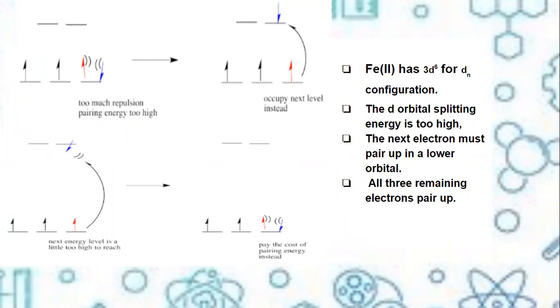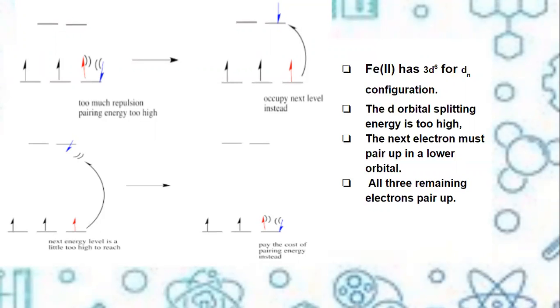Fe2+ has a d6 configuration. It has 6 valence electrons. We use CN, which is a strong field ligand. Therefore, it forms a low spin complex. In the low spin complex, the orbital splitting energy is too high. The next electron must pair up in the lower orbital because the energy needed for the electron to go to a higher energy level is larger.